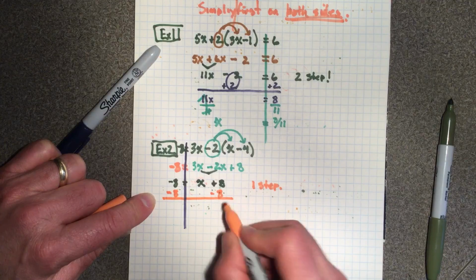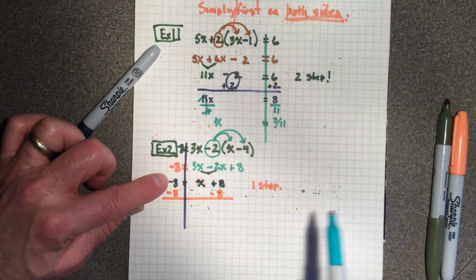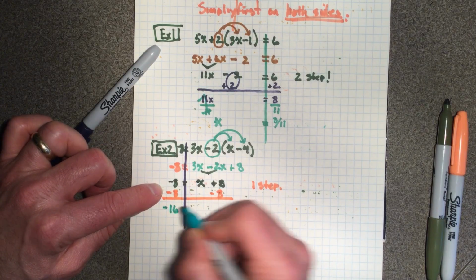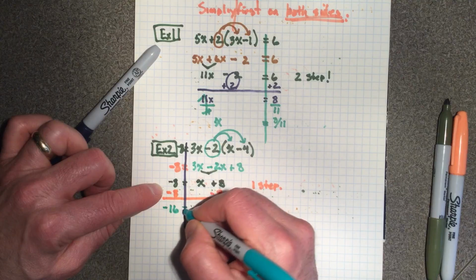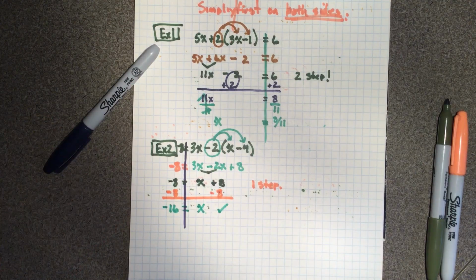Now, subtract an 8 or negative 8, whatever you want to think of, it works. Negative 8 and negative 8, that's a lot of negatives. When you pile them all together, you get negative 16. Bring down your equal sign, and bring down your x. And we're done. All right, that's enough of that one.